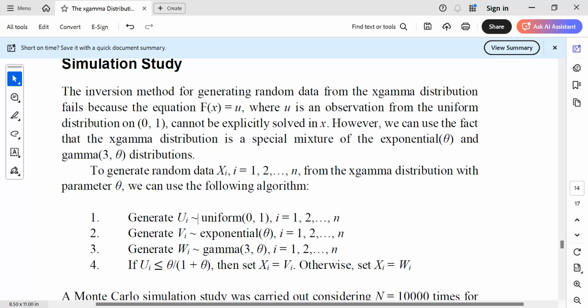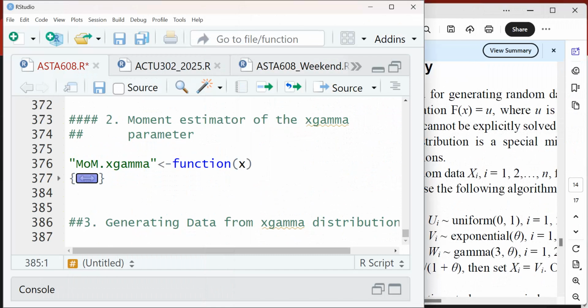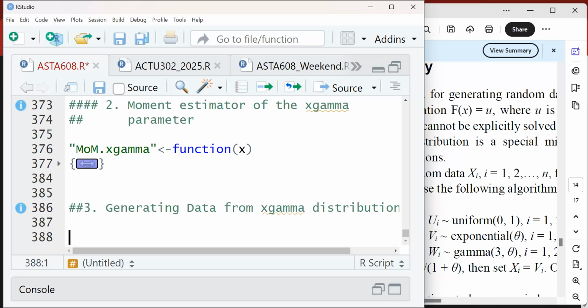So we are going to do this algorithm. First of all, we are generating an observation from the uniform. We generate one from the exponential with parameter theta, and then one from the gamma with 3 and theta. Then we use that condition to choose from one of them. Okay, so let's move on. How are we going to do this? First of all, they say we should generate U from what? Uniform.